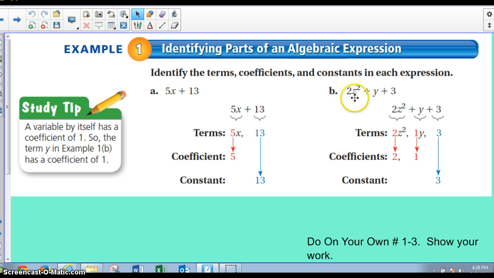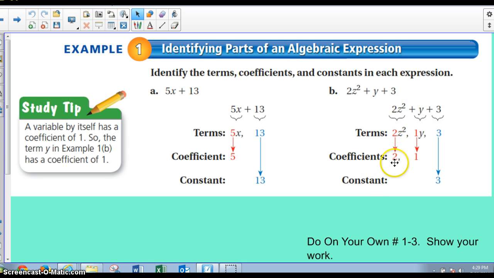Let's look at B. It says 2z to the second power plus y plus 3. What are your terms? 2z to the second power, it's your first term. Now this is what they were talking about in the study tip. Here's y. It says y. You must put a 1 there when you're identifying it. 1y. When we're doing something like this, put 1y. And then 3. You do not put the operation signs in there, the addition signs.